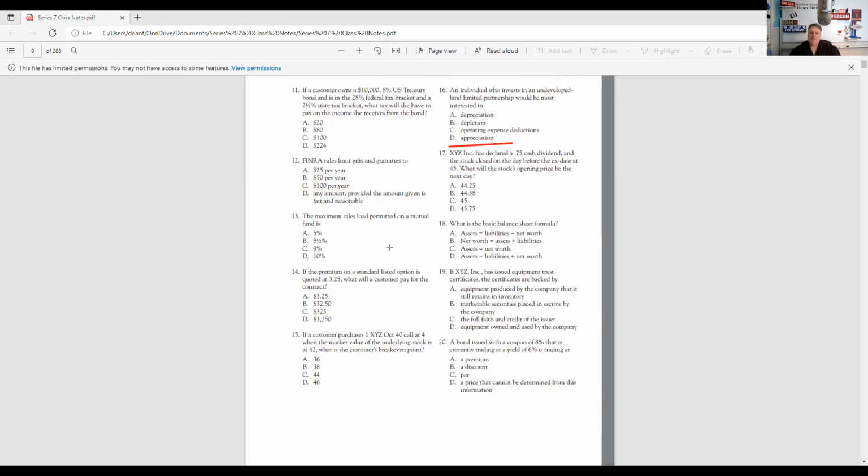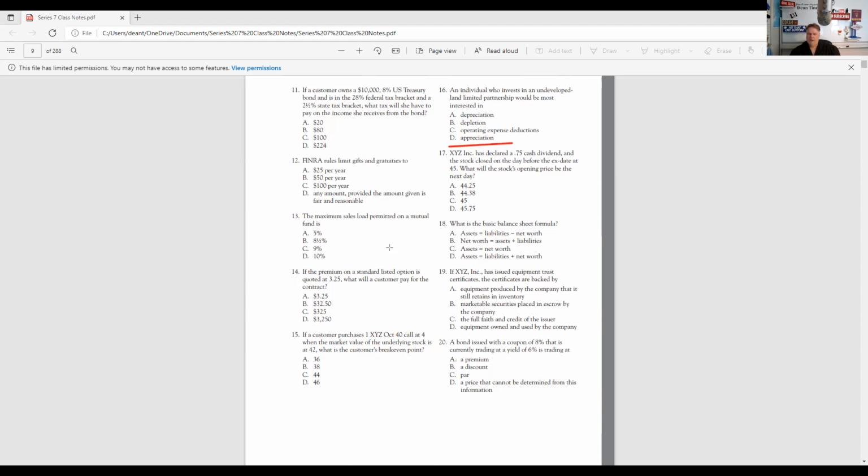XYZ has declared a 75 cent cash dividend. The stock closed the day before the X. So the X date is the first date on which the stock no longer trades with the dividend attached. If you buy it on the X, you're not getting that 75 cents, but if you buy it the day before, you will.